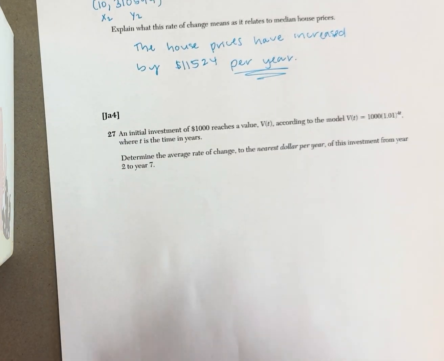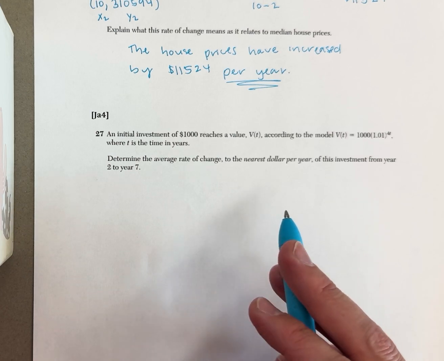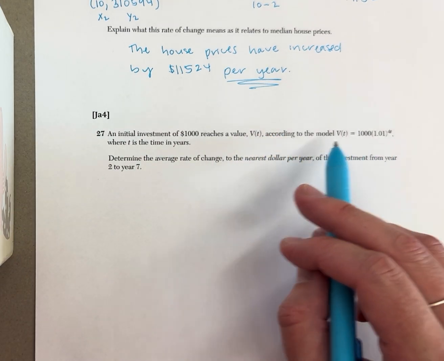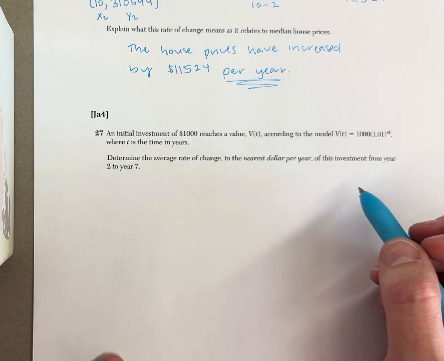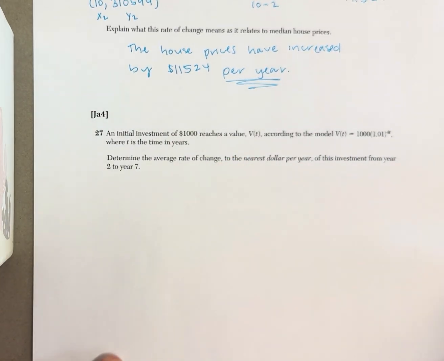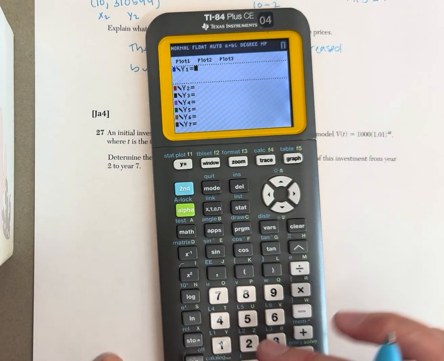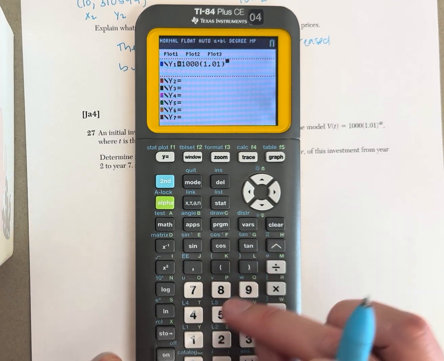You need the rate. All right, the last one says an initial investment of $1,000 reaches a value V of T, again, function notation, according to this model. Determine the average rate of change to the nearest dollar per year of this investment from year 2 to year 7. So this is another one where you could go to the table or you could just plug it in. I'll go to the table.